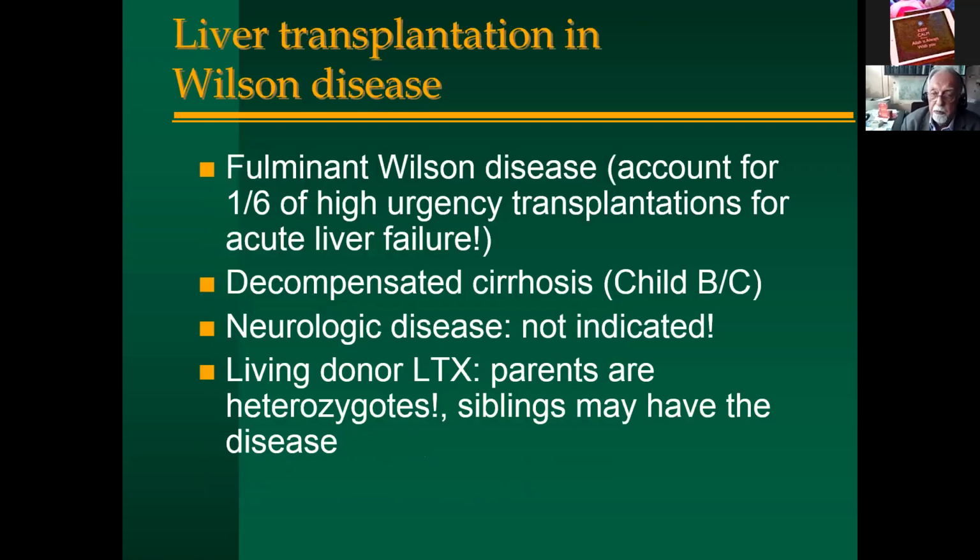And to end up, fulminant Wilson's disease is an indication for liver transplantation. It's not rare. It accounts for 1 out of 6 cases, at least in Europe, of high urgency liver transplantation for acute liver failure. So it's in the same range, for example, as hepatitis B. Obviously, any form of decompensated cirrhosis, like in any other disease, is an indication for liver transplantation. Neurologic disease is not an indication for liver transplantation.